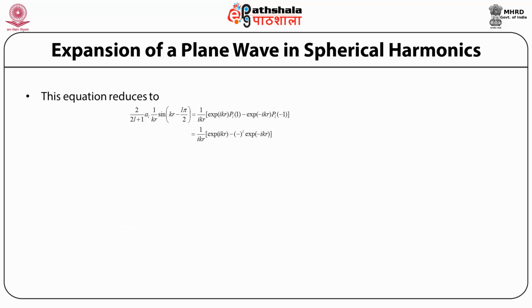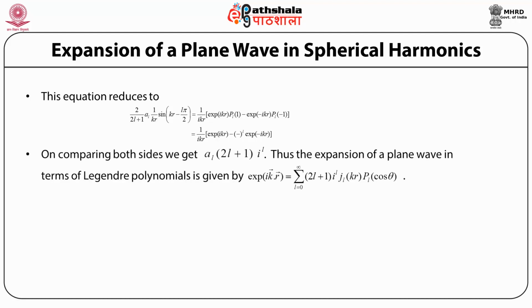equation reduces to 2 by (2l plus 1) a_l into 1 by kr into sin(kr minus lπ by 2), which is equal to 1 upon i kr into [e^{i kr} P_l(1) minus e^{-i kr} P_l(minus 1)], which is again equal to 1 upon i kr [e^{i kr} minus (minus 1)^l e^{-i kr}]. On comparing both sides, we get a_l equals (2l plus 1) i^l.